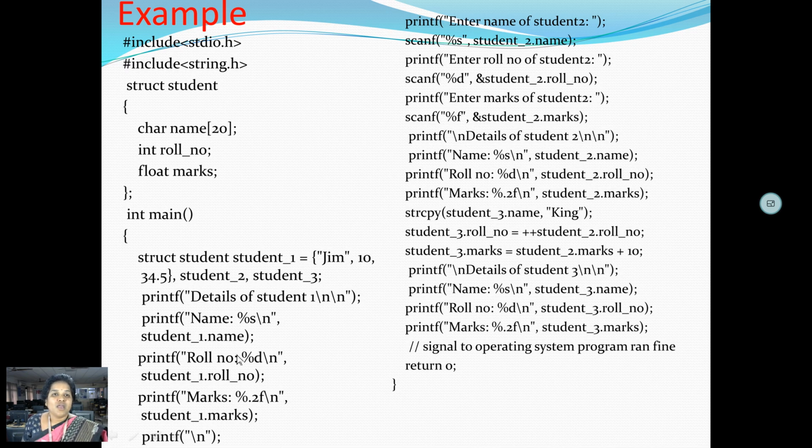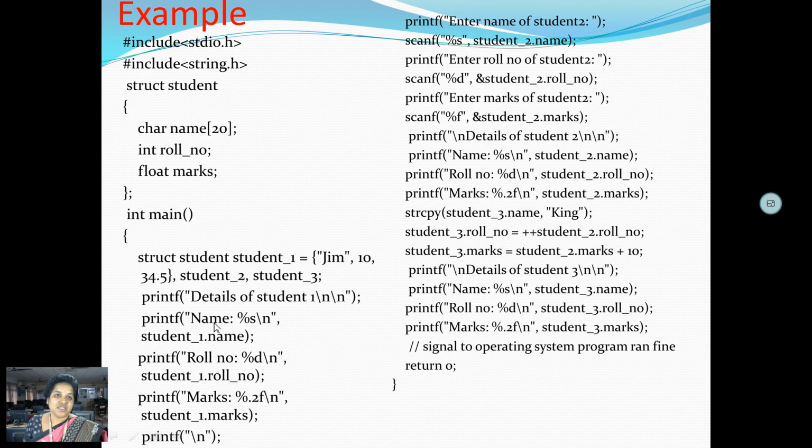If you want to print the name of student 1, then you can write student1.name, and likewise for the roll number. For example, if a class contains 5 students, for those 5 students you can create different variables: student 1, student 2, student 3, student 4, student 5. Like that, you can create as many structure variables as you want.